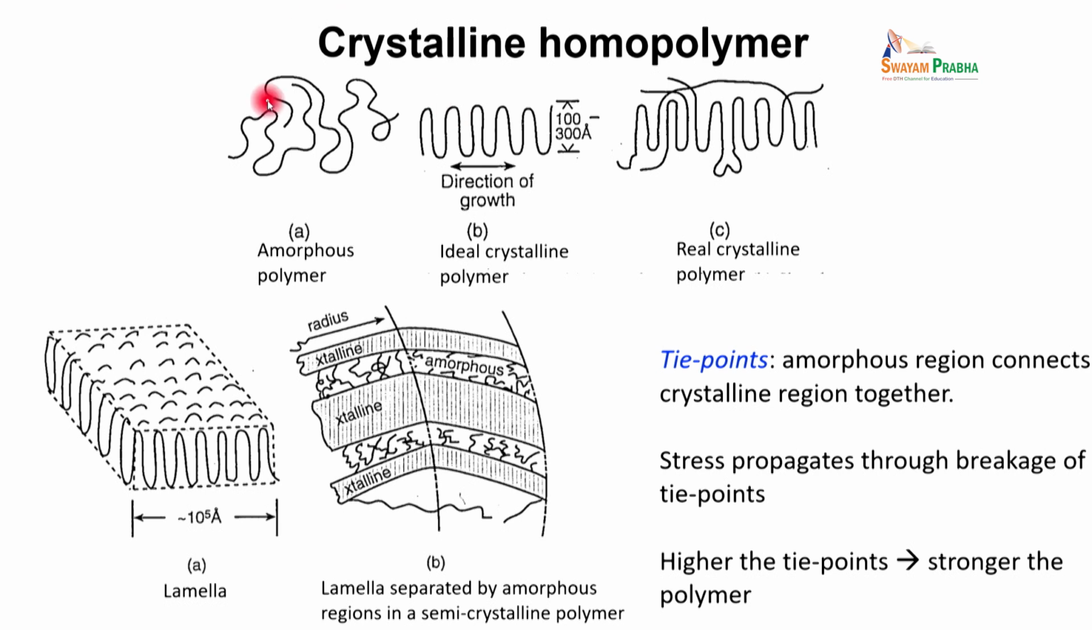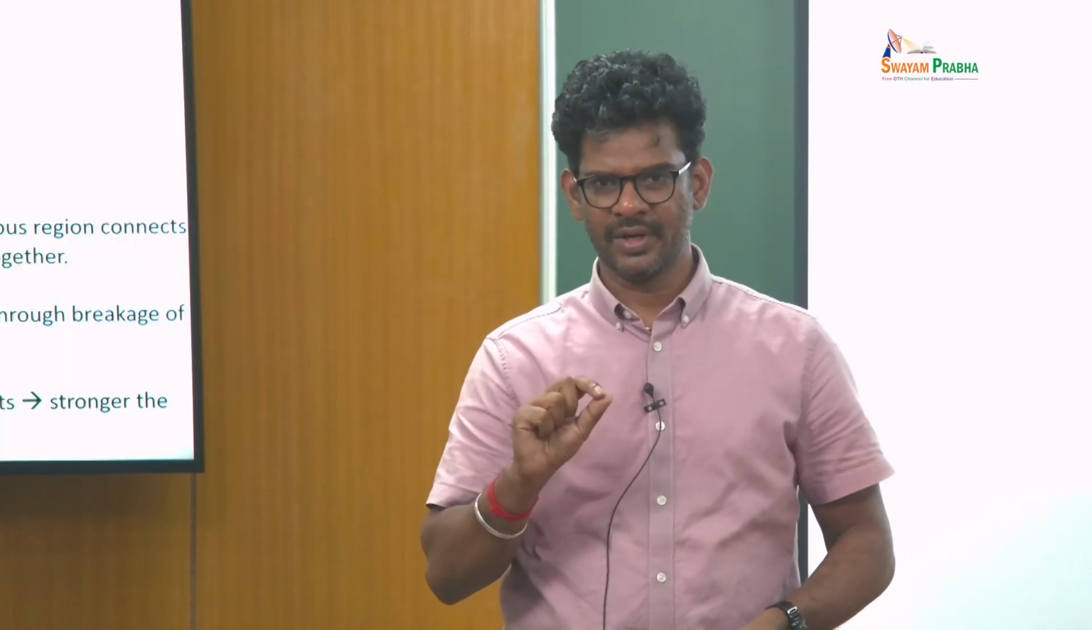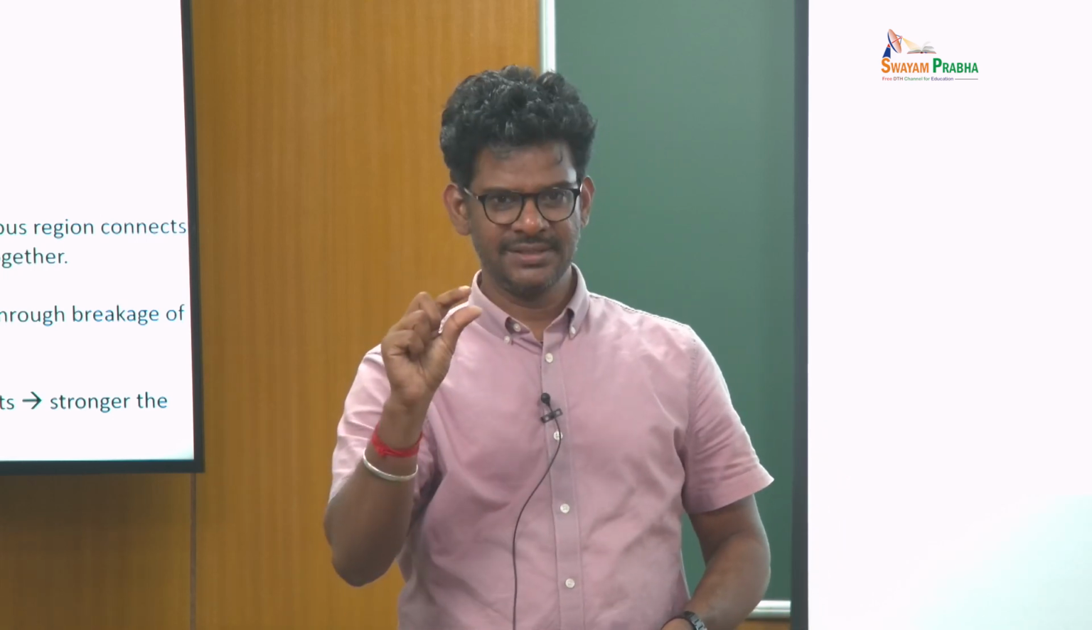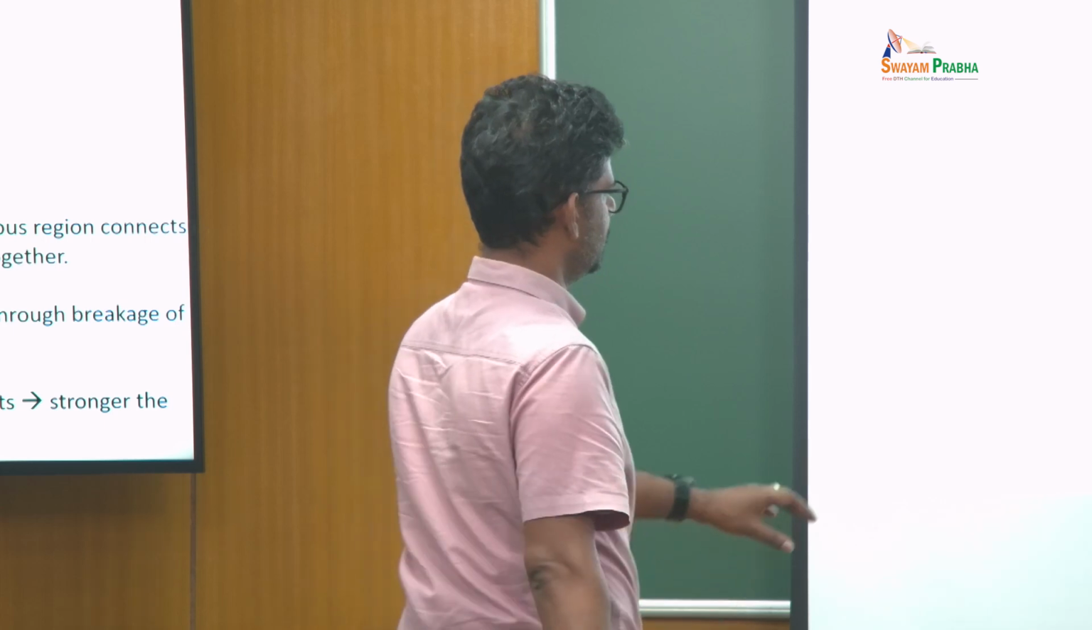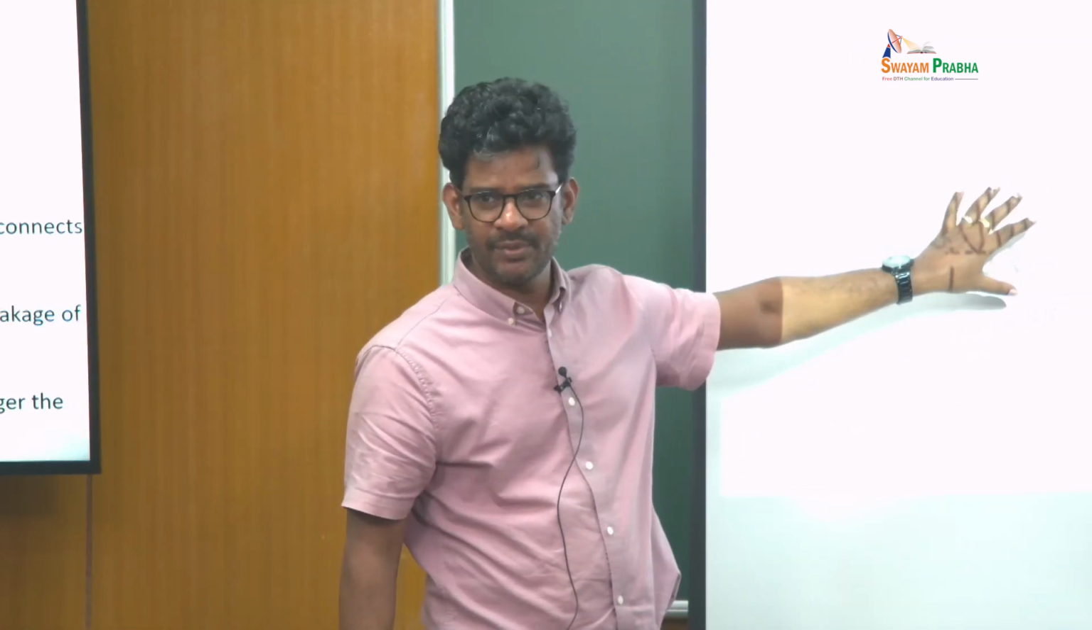What is shown here is actually a 3-dimensional structure. It basically forms a very thin plate-like structure which is called a lamellae. Whenever a polymer crystallizes, it crystallizes as a thin plate, and this thickness, which I will show later, can be of the order of 10 nanometer or 100 nanometer.